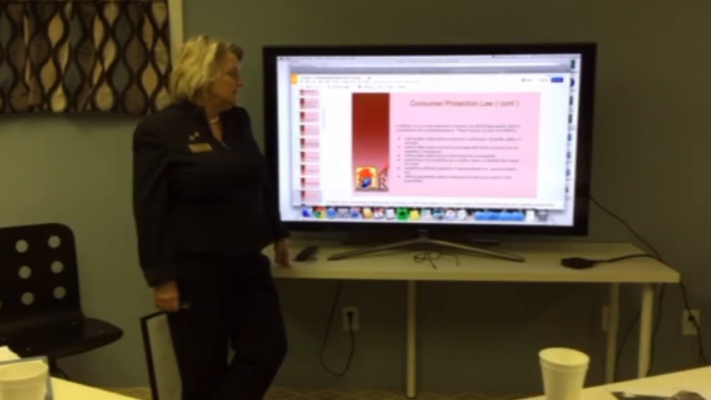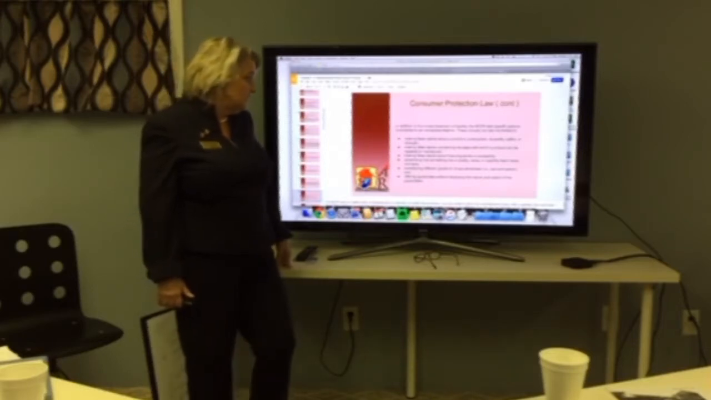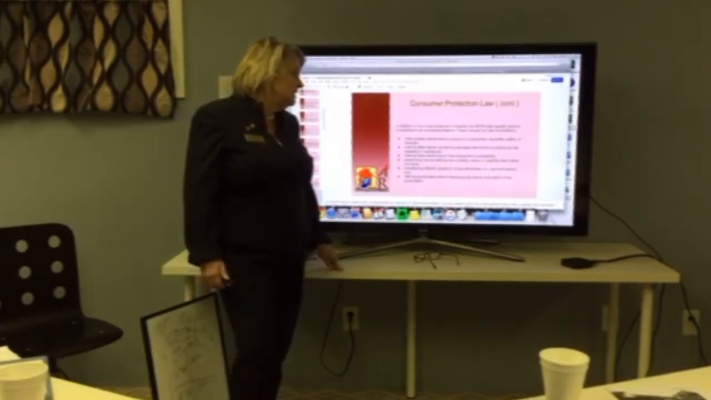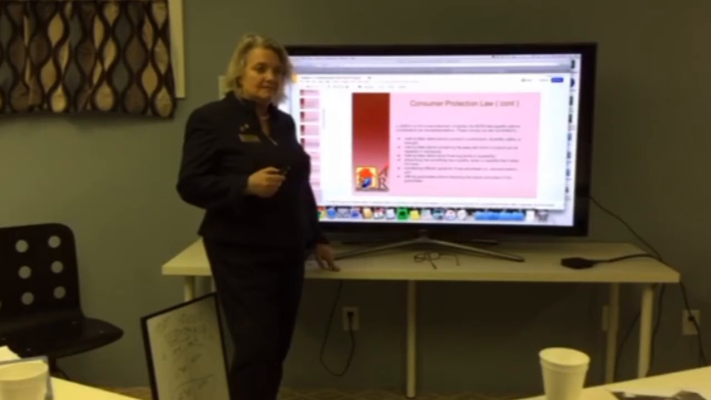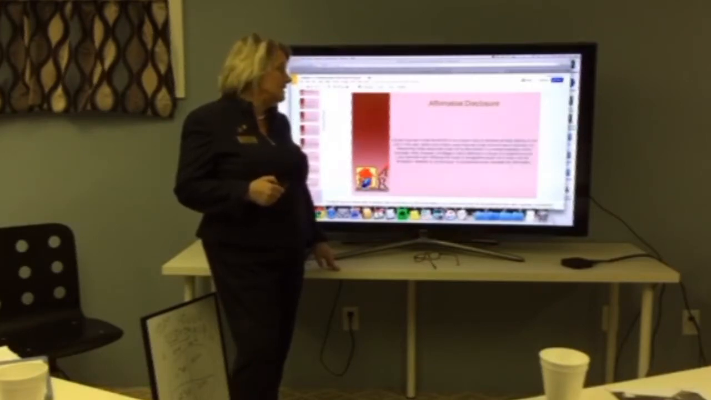Making false claims about the product's construction, durability, safety, or strength. False claims concerning the ease with which a product can be repaired or maintained. Making false claims about financing terms or availability. Advertising that something has quality, value, or usability that it does not. Substituting different goods than those advertised. They call that bait and switch. And offering guarantees without disclosing the nature and extent of the guarantees. So those are some of the things under 93A.